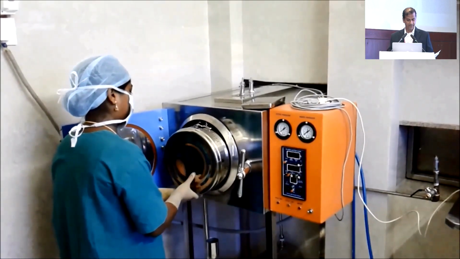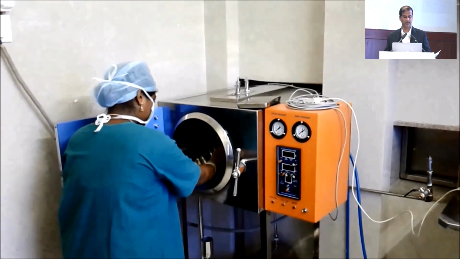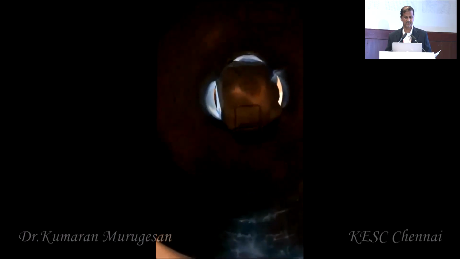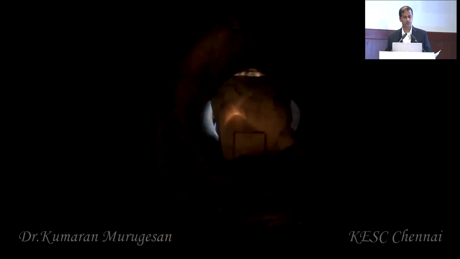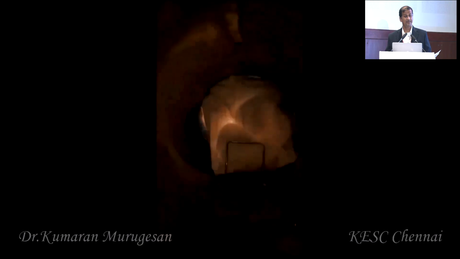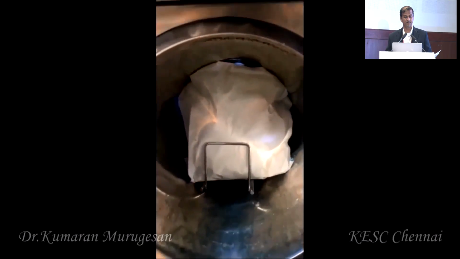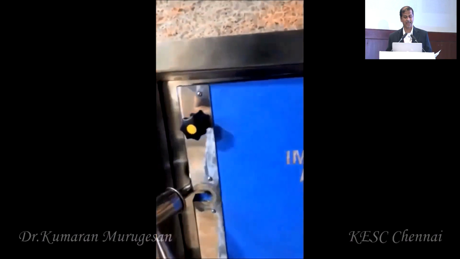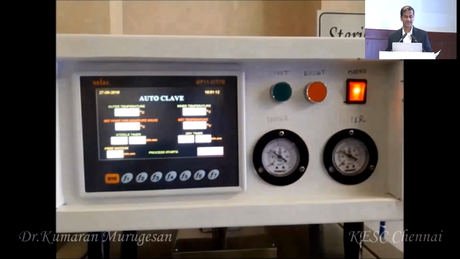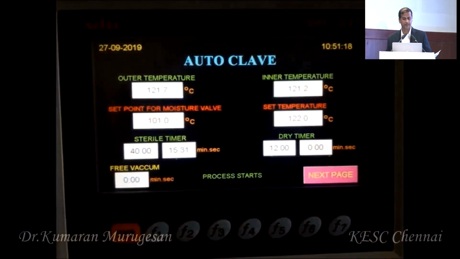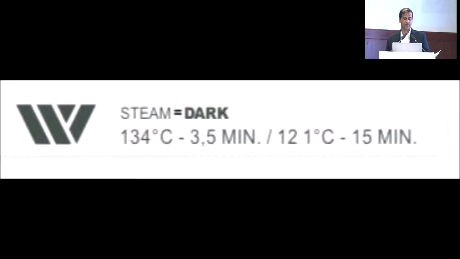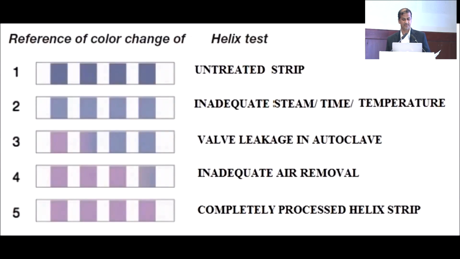Then the bin has to be placed inside the autoclave as shown here, and then you run the cycle. If you're using individual trays, ensure that the trays go inside the autoclave in the vertical orientation, which ensures adequate steam penetration around the trays. Then you run your temperature at 121 degrees Celsius for 15 minutes. And this is the troubleshooting.